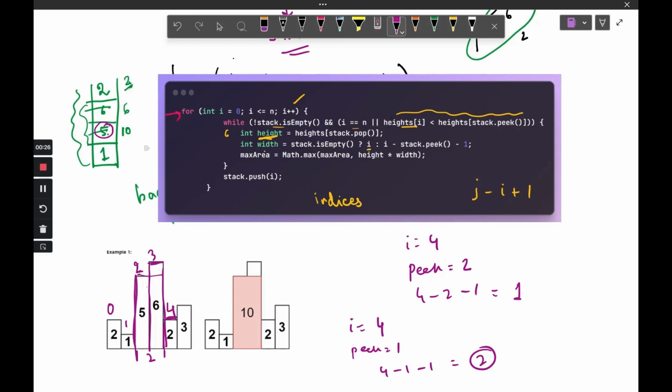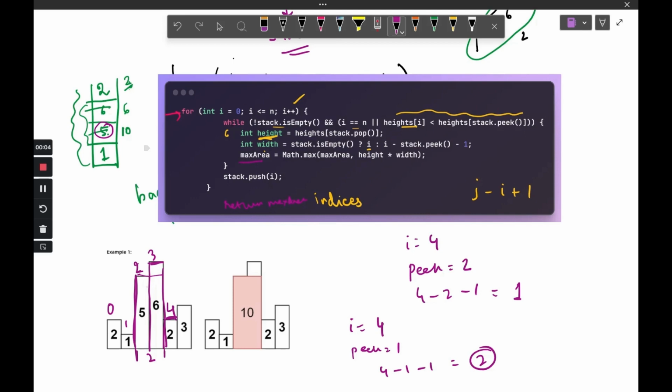Now we got the width, we got the height, and we are multiplying them to get the max area. This logic remains the same. And once this while loop is exhausted, ultimately we are going to return the max area itself. So we are computing and storing it in this variable from time to time.